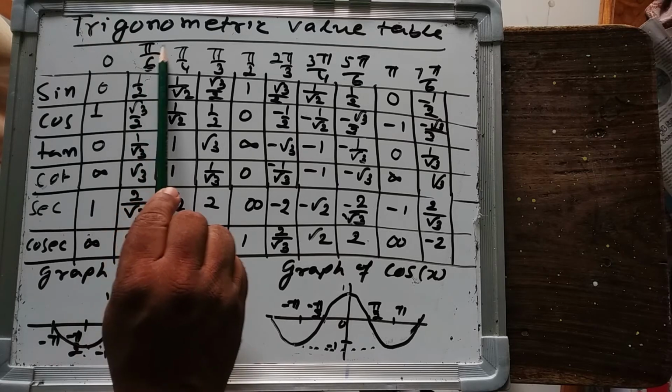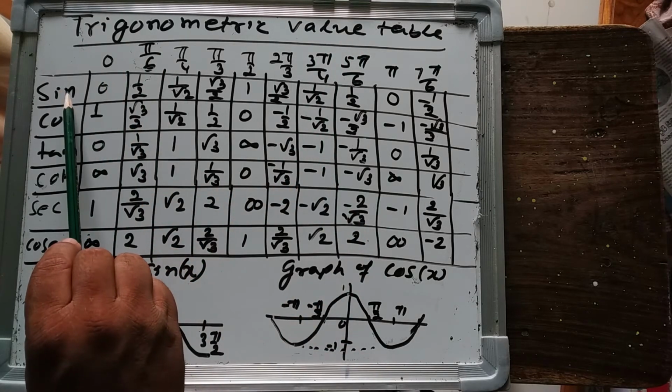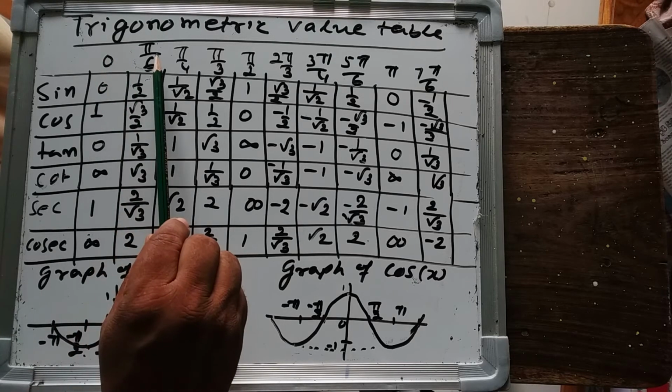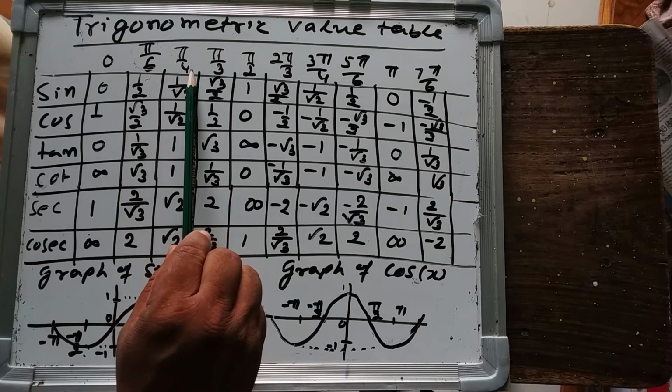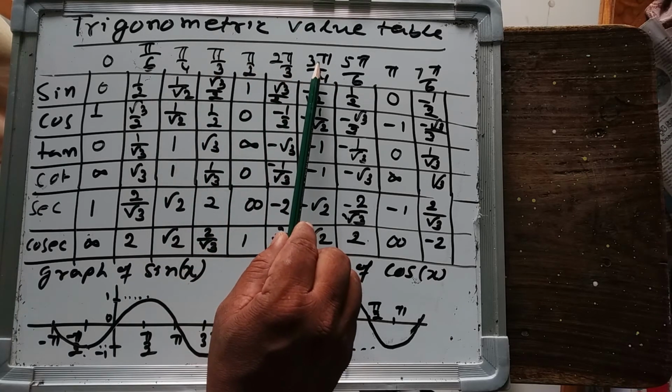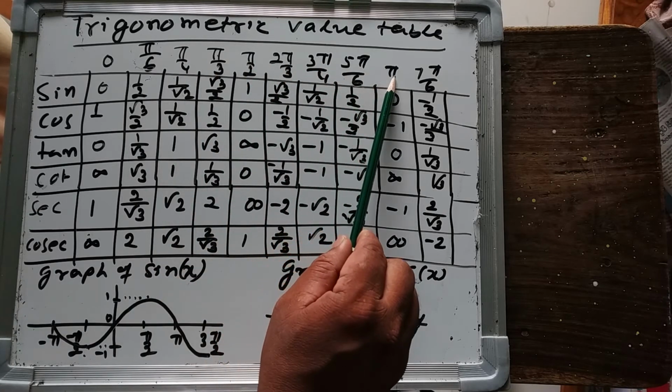Come to the trigonometric value table. We have a table with sine, cos, tan, cot, sec, cosec, and the angles 0, pi by 6 radian, pi by 4 radian, pi by 3 radian, pi by 2 radian, 2 pi by 3, 3 pi by 4, 5 pi by 6, pi, 7 pi by 6.